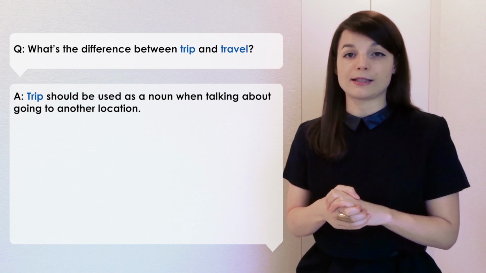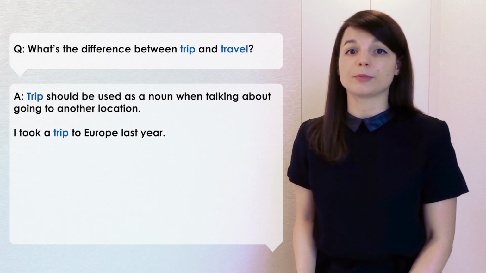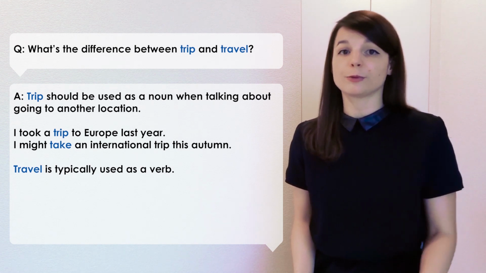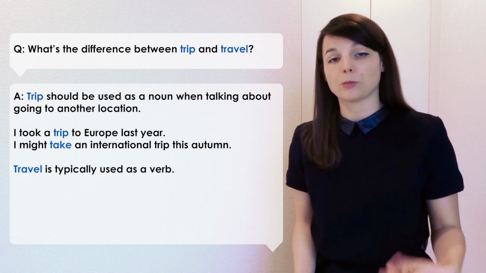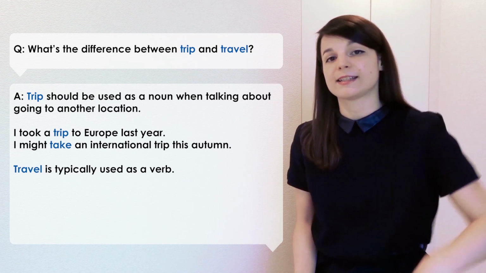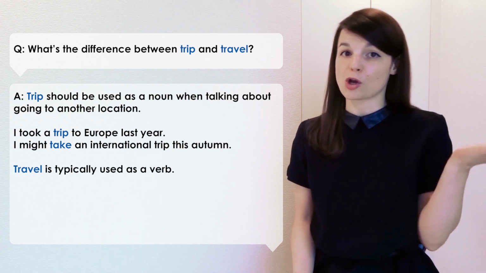So let's look at some examples. I took a trip to Europe last year. I might take an international trip this autumn. Travel is generally used as a verb, though it can be used as a noun. It refers to going to another place. It sounds a little bit more formal than go.